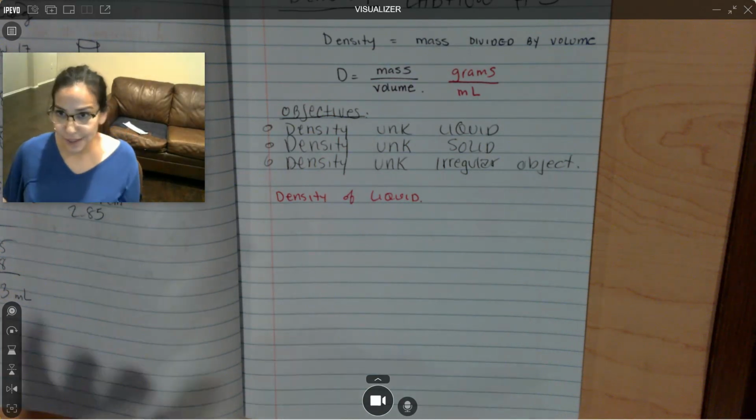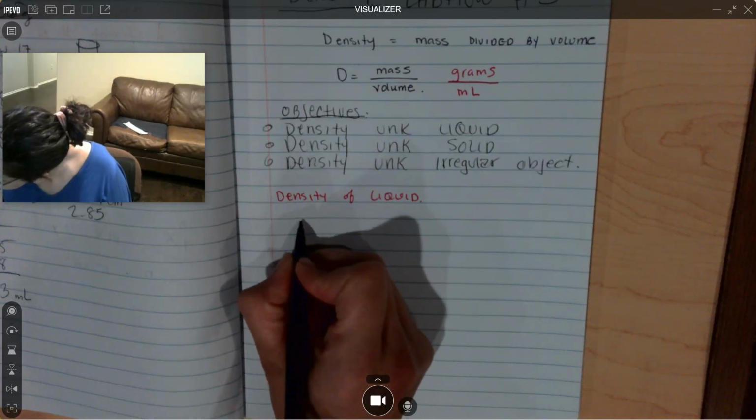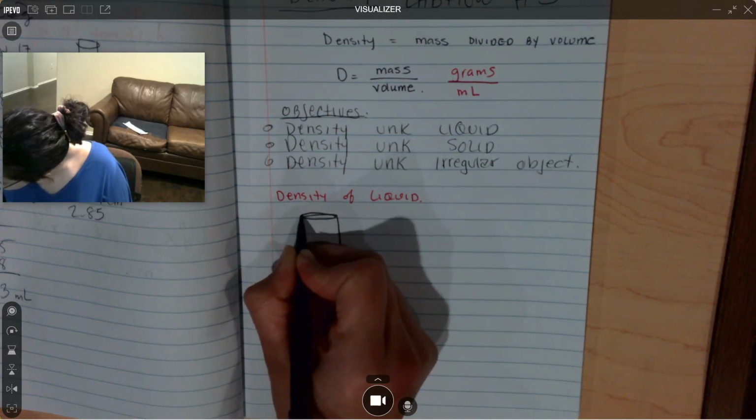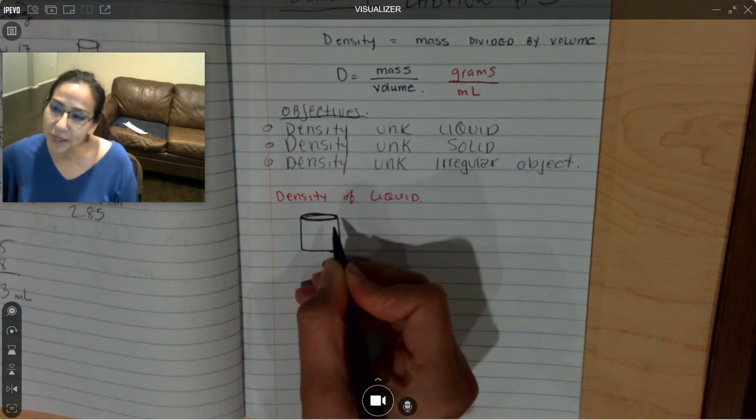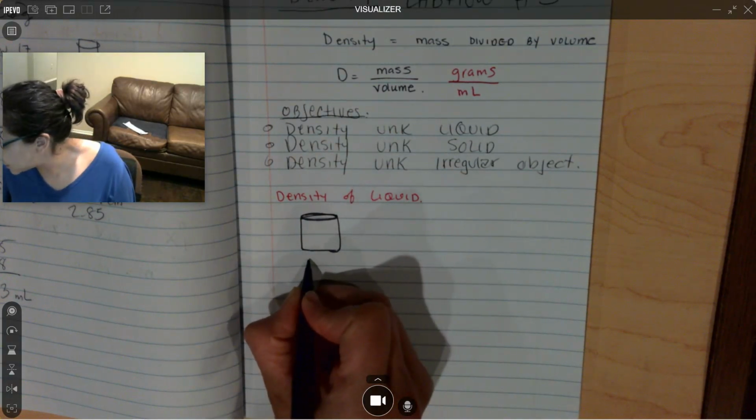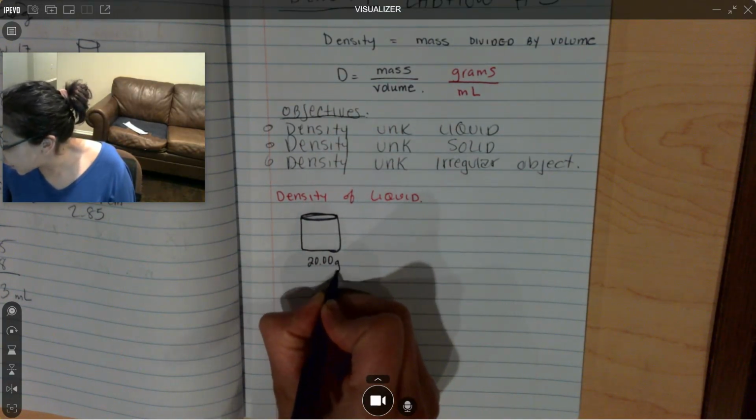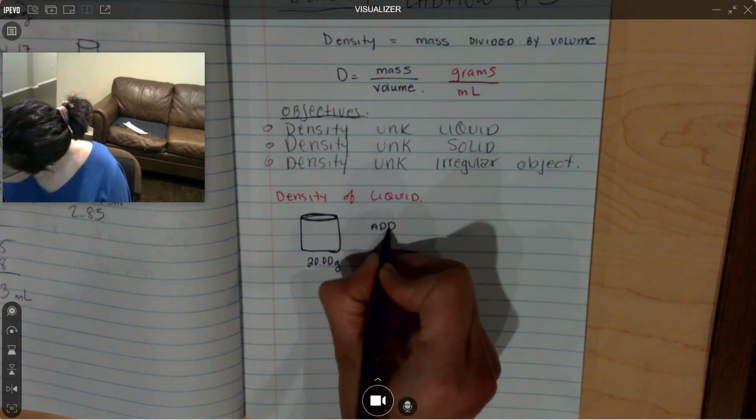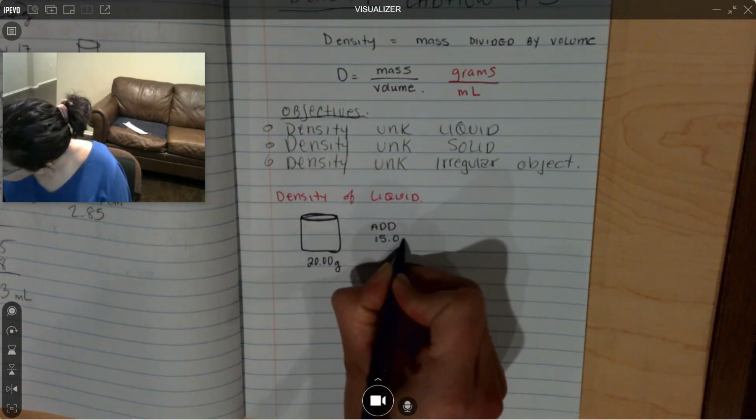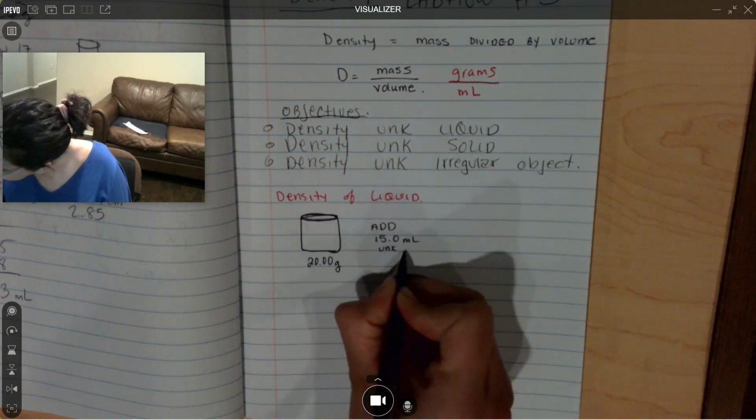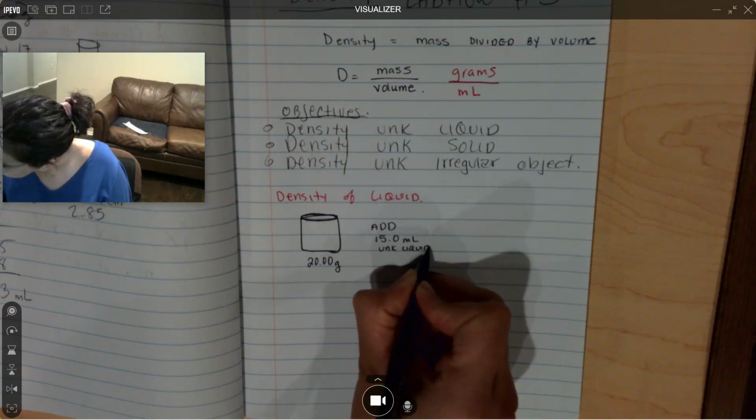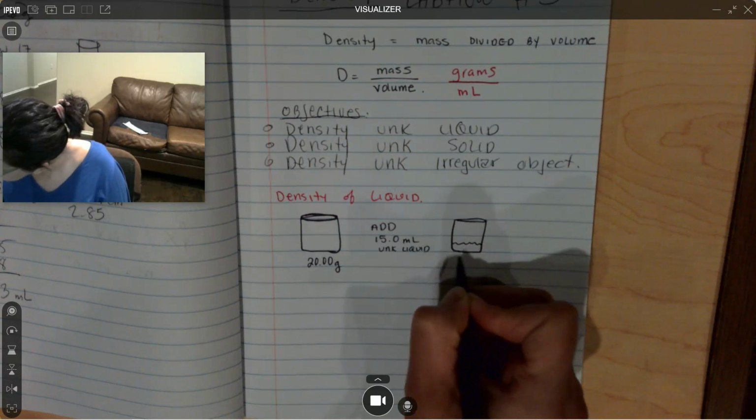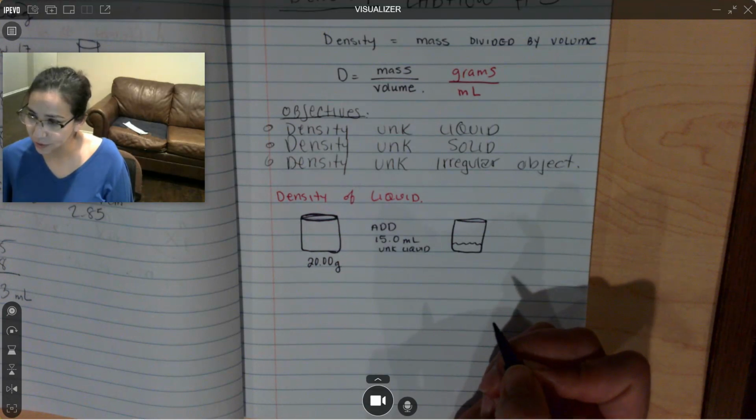So in this case, let's say I have a container. This is my empty container, and let's say my empty container weighs 20.00 grams. Now inside my container, I add 15.0 milliliters of my unknown liquid. So now I have this with 15 milliliters of my unknown liquid.